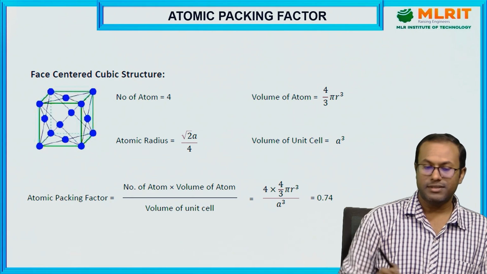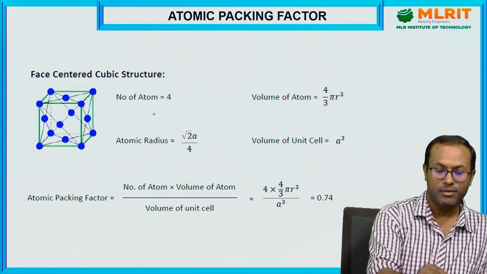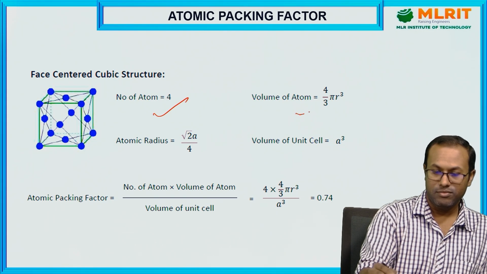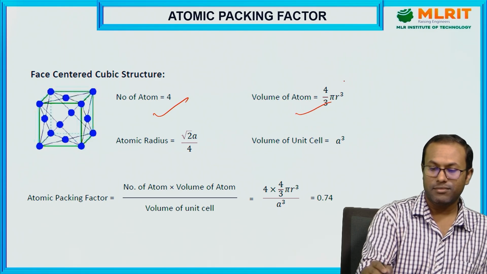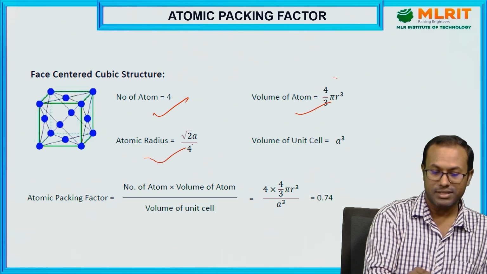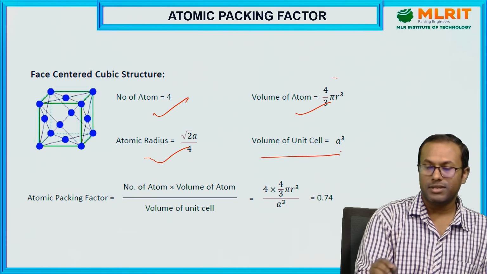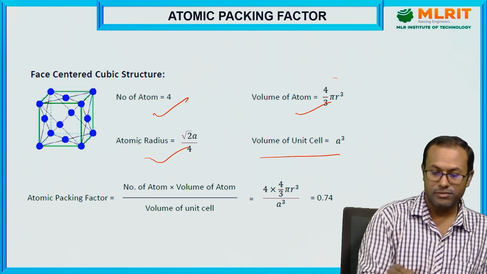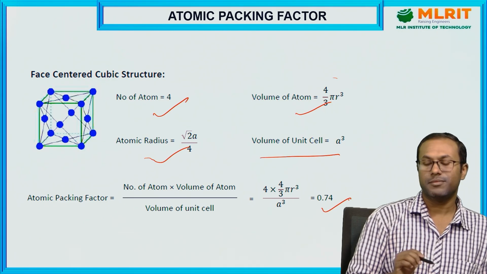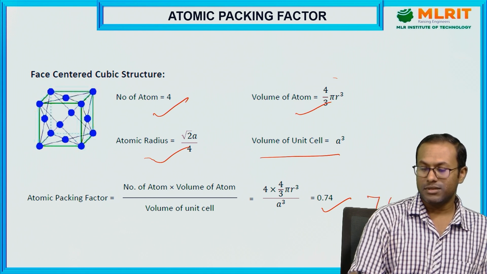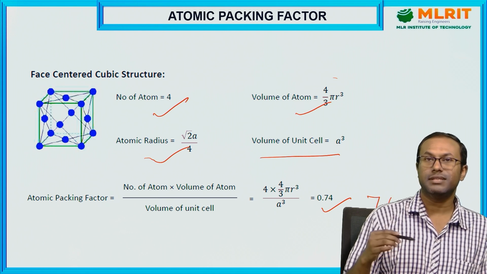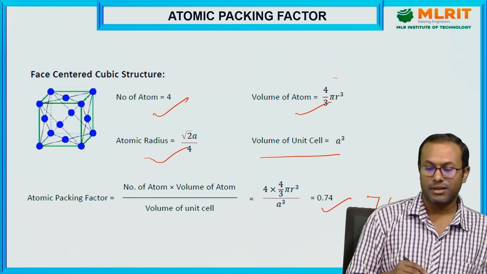In case of face centered cubic, similarly effective number of atoms is 4, volume of the atoms is 4 by 3 pi r cube. What is r? r is root 2 a by 4 and volume of the unit cell is a cube. If you substitute all those values, we will get 74%. Now what is the physical significance of atomic packing factor?